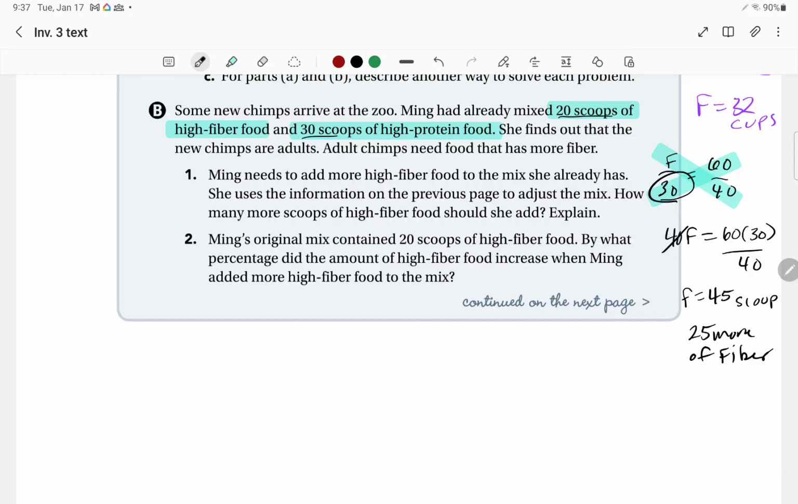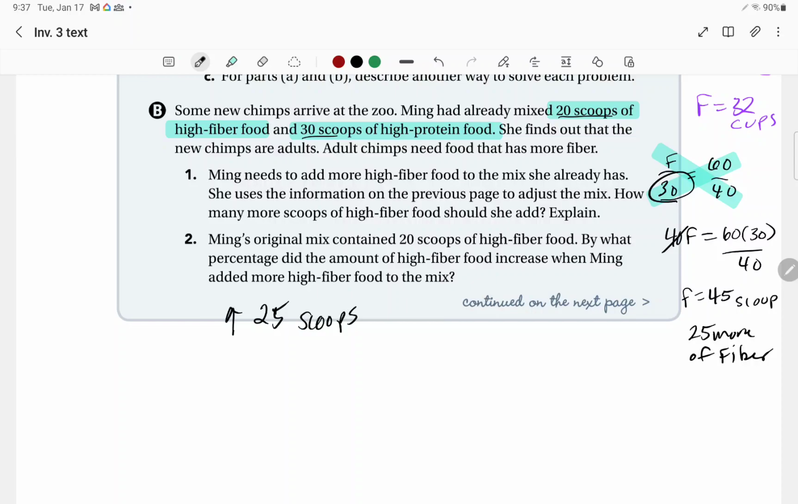On number 2, again, if you haven't done this, make sure you go back and try this on your own. Her original mix had 20 scoops. What percentage is that increase? Well, it increased by 25 scoops, right? So we need to figure out what percentage 25 is of 20.